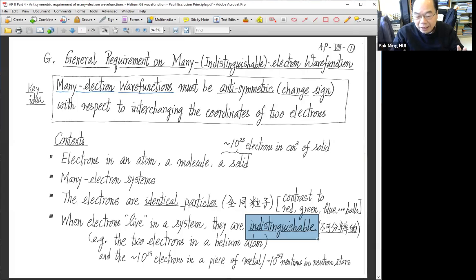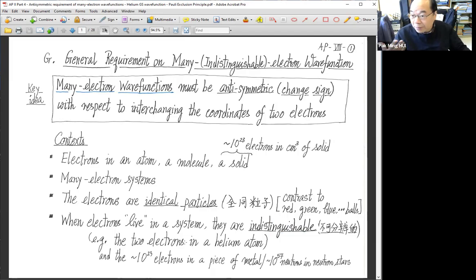We cannot do that in quantum mechanics, and therefore, this idea of indistinguishability happens to play a very important role in quantum physics. So let's see what is the consequence.